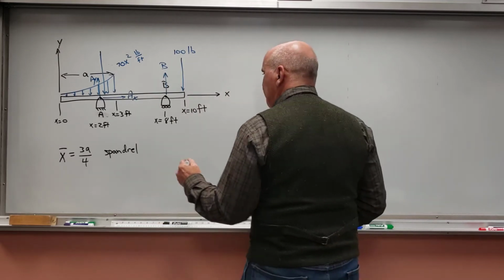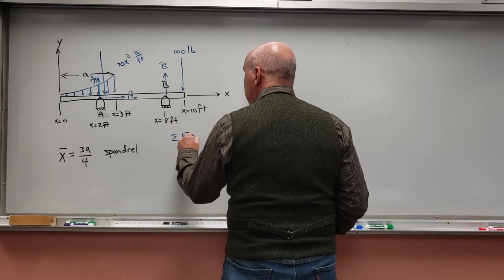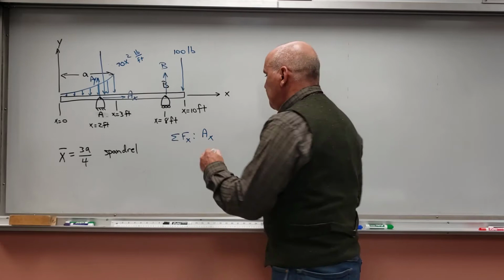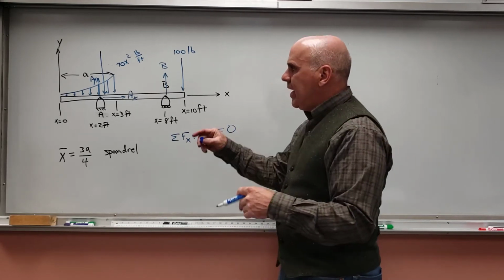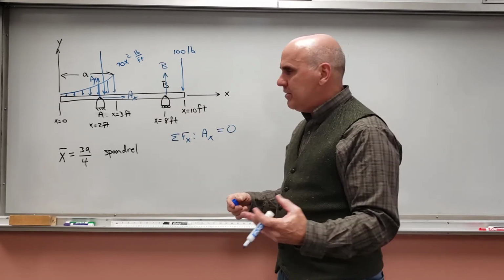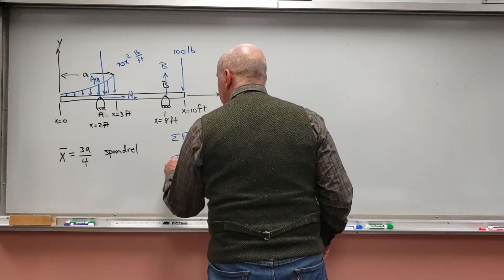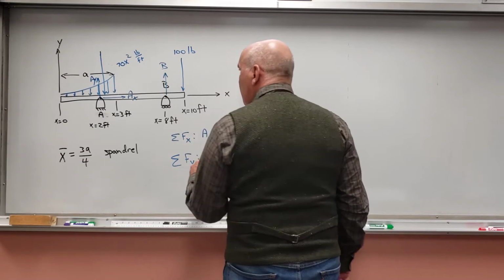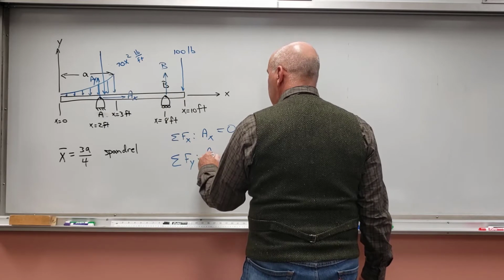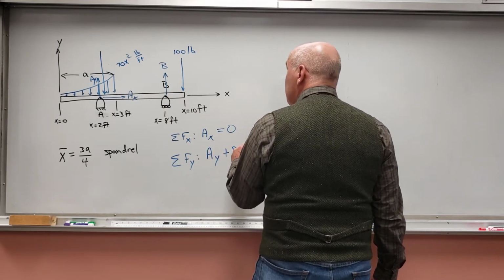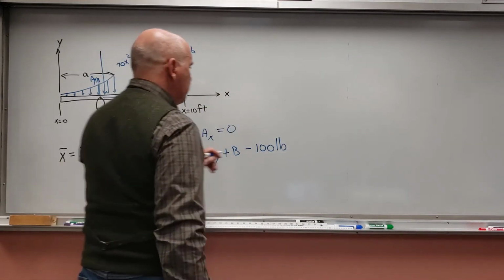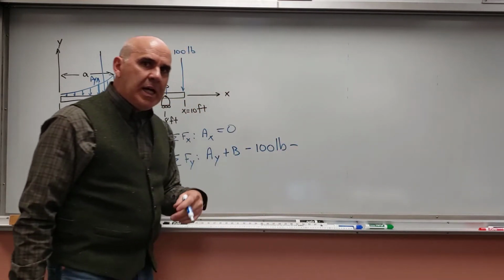So when I do the sum of the forces in the x, that's easy because there's only A sub x. And if this system is in equilibrium, it's equal to 0, so there is no x force at A, which makes sense. Nothing's pushing it left and right, so why would A try to be stopping that? Then when I do the sum of the forces in the y, I'm going to have A sub y plus B minus 100 pounds, and then minus whatever this force is over here. So we've got to figure out what that is.